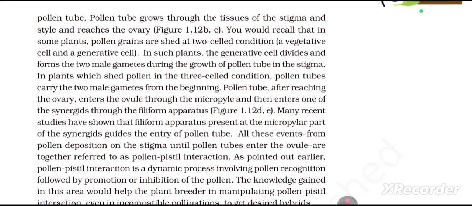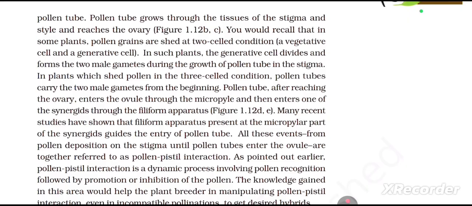You would recall that in some plants, pollen grains are shed at the two-celled condition, a vegetative cell and a generative cell. In such plants, the generative cell divides and forms the two male gametes during the growth of the pollen tube in the stigma. In plants which shed pollen in the three-celled condition, pollen tubes carry the two male gametes from the beginning. The pollen tube, after reaching the ovary, enters the ovule through the micropyle and then enters one of the synergids through the filiform apparatus, figure 1.12d and e.